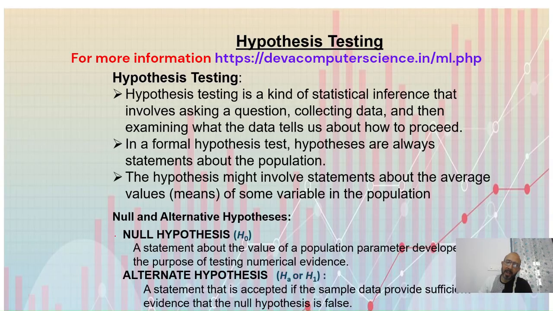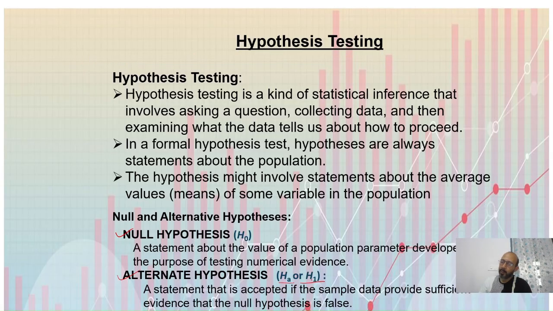So the definition of null hypothesis: a statement about the value of a population parameter developed for the purpose of testing numerical evidence. Alternative hypothesis, symbol HA or H1: a statement that is accepted if the sample data provide sufficient evidence that the null hypothesis is false.